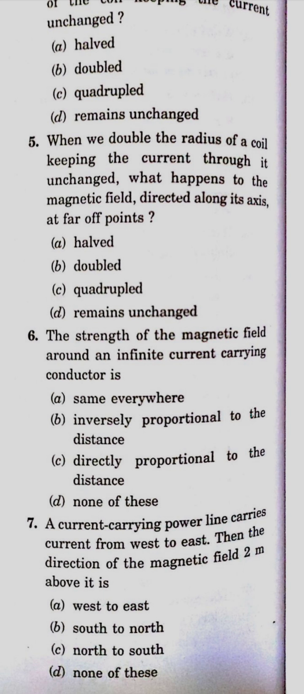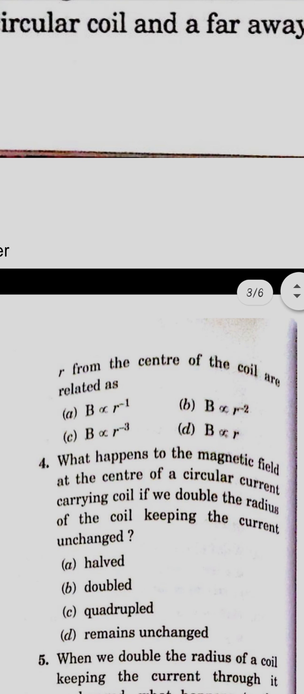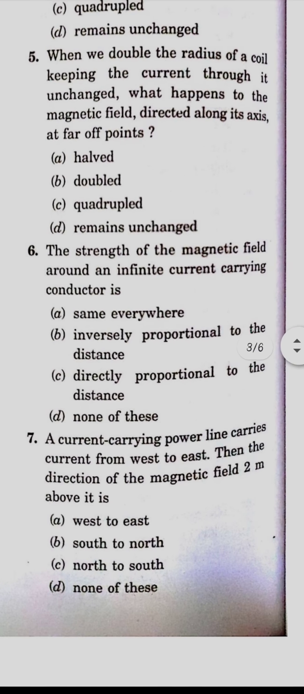It is given far off points, then again we have to use this is inversely proportional to r cube, and again it is given that if we double the radius, then what will the value be? We know that the magnetic field depends on r cube, so we get 1 upon r cube. Now if it is doubled, the x will be cancelled since it is far away, and it depends only on r. So it cannot be halved or doubled, but it will be quadrupled.